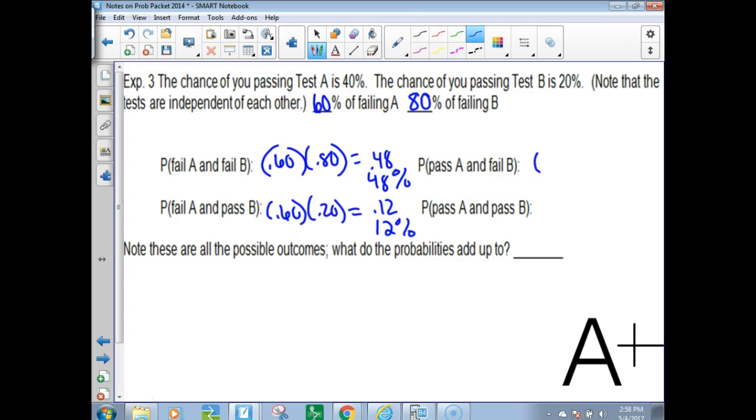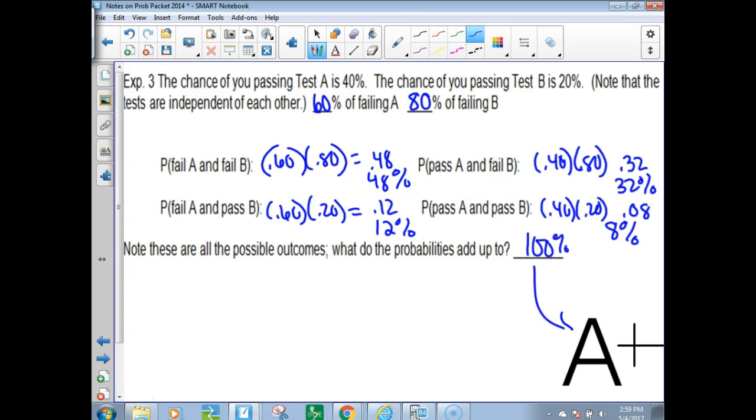Probability of passing A, 40%, times failing B, 80%. Then you multiply those and you get 0.32, which is 32%. Probability of passing A and passing B: passing both is 0.40 times 0.20, which is 0.08, and that's only 8%. But there's still a chance. What do these add up to? 48, 58, 60, 70, 80, 90, 100. So that means you got an A+.